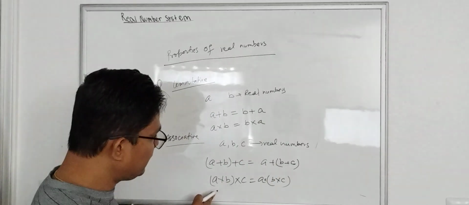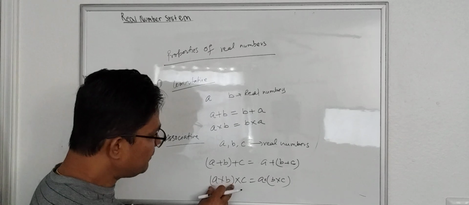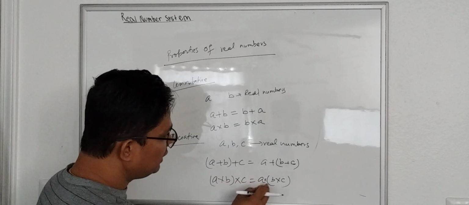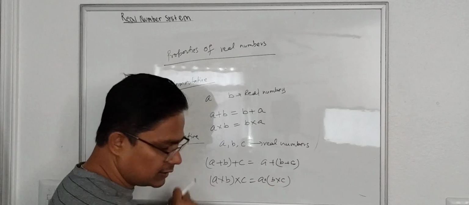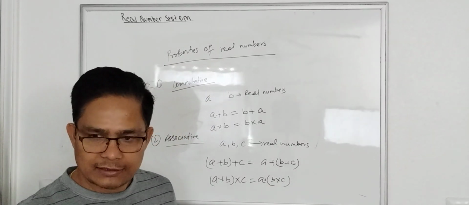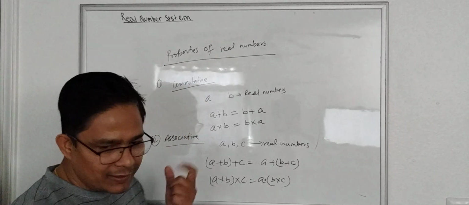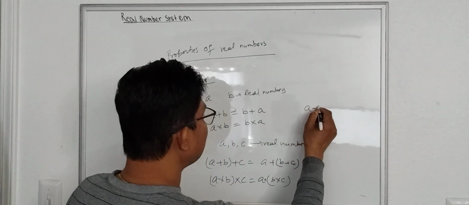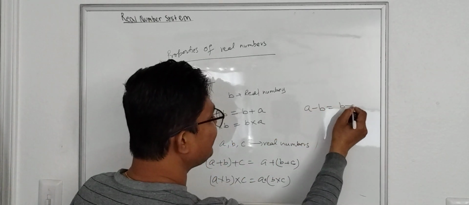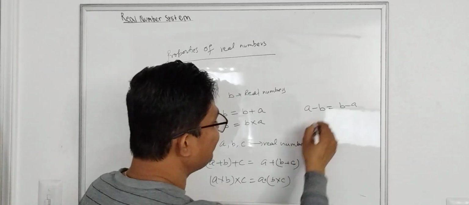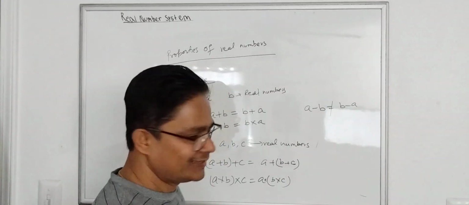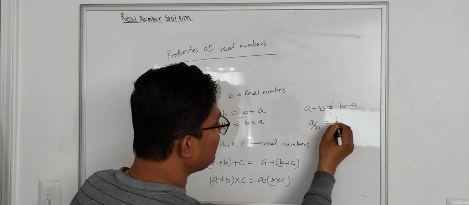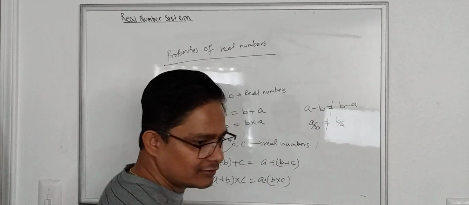Similar for the multiplication. Look at the board. If you multiply the first two and then multiply the third one, it will be equal to multiplying the last two and then multiplying the first one. It's very easy. But what about the minus? Can you say that A minus B is equal to B minus A? No. Similarly, A divided by B is equal to B divided by A? No.